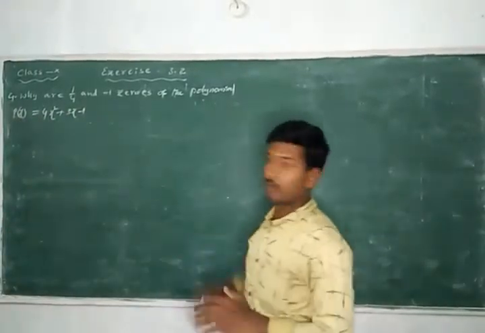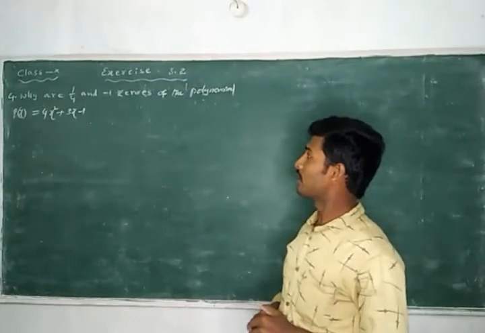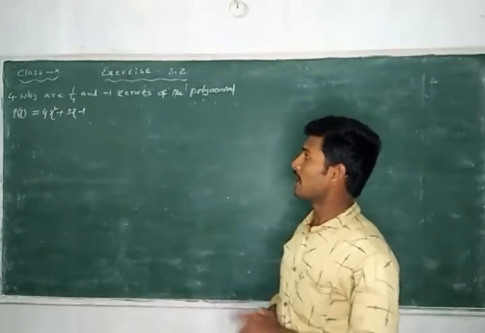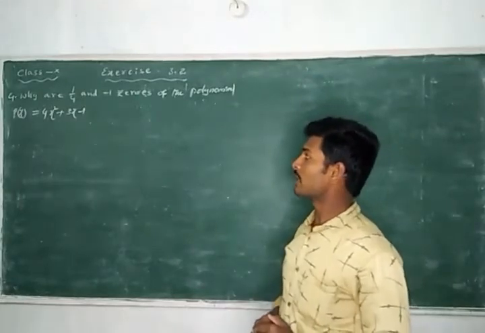Now we need to take the fourth question. Why are 1 by 4 and minus 1 zeros of the polynomial p of x is equal to 4x square plus 3x minus 1?